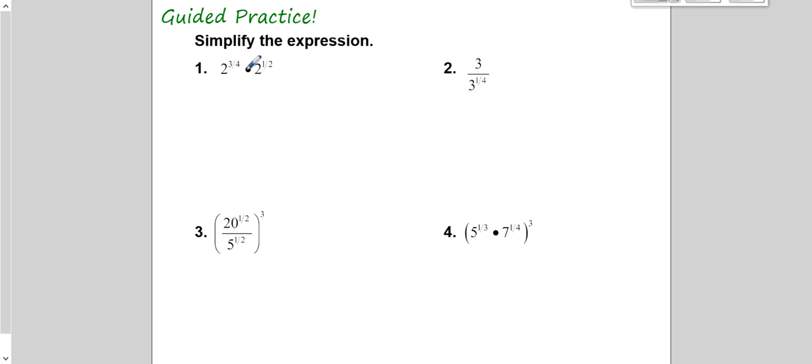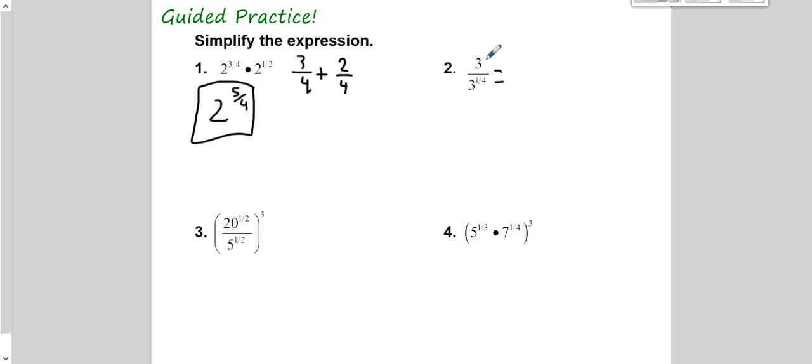2 to the 3/4 times 2 to the 1/2. Multiplying two powers with the same base, we need to add our exponents. 3/4 plus 1/2. We need 1/2 to be in fourths. So multiply numerator and denominator both by 2. So we get 3/4 plus 2/4. That's 5/4. So our answer is 2 to the 5/4 power.